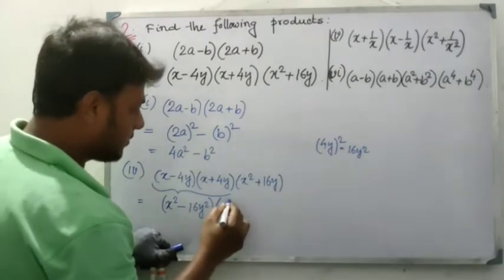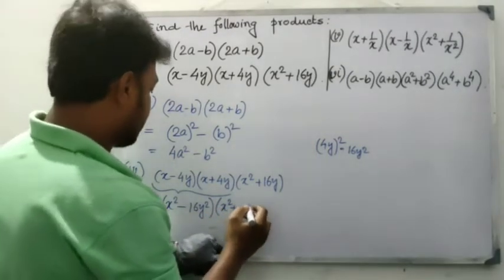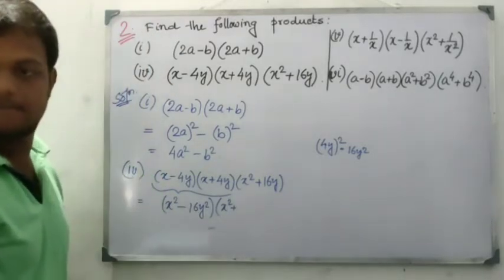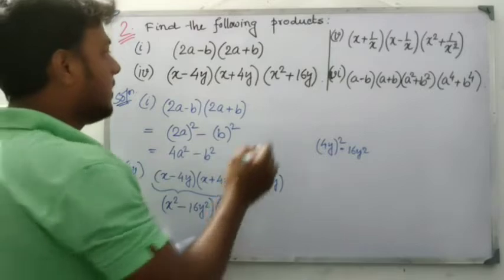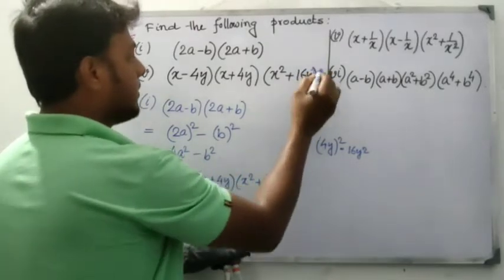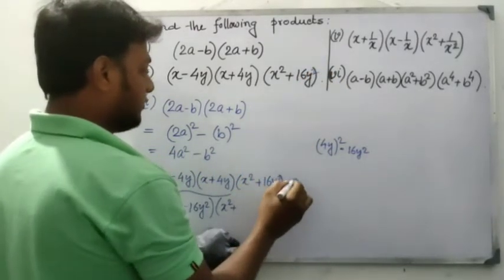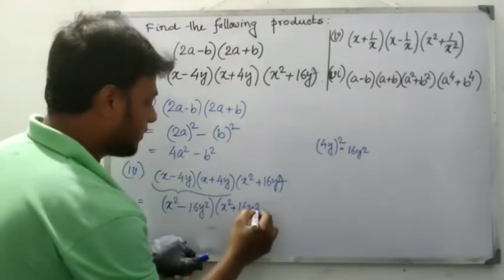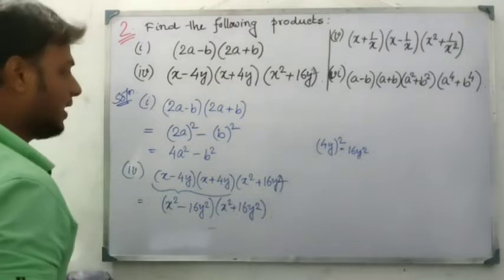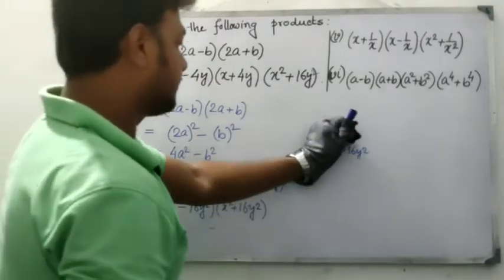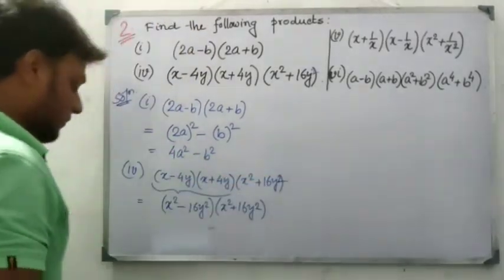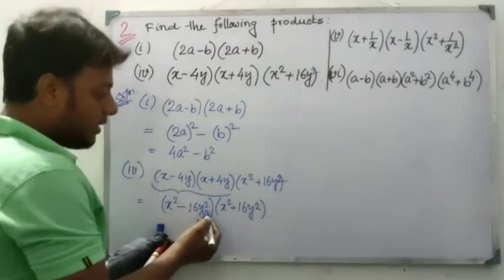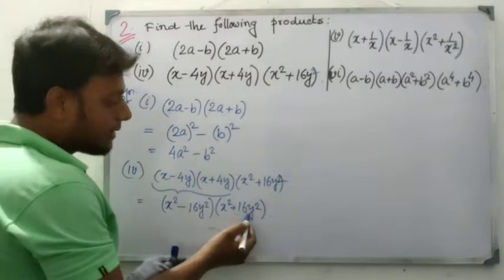Then it will be x² plus... in the question there will be y². Okay, this will be 16y². Again, look at the board: (x² − 16y²)(x² + 16y²).